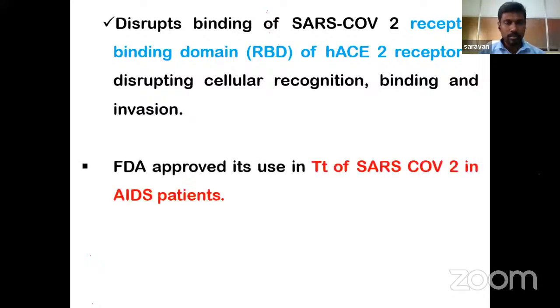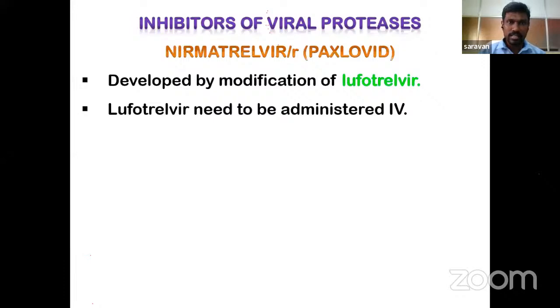So FDA has approved the usage in patients with AIDS, okay, in patients having SARS-CoV-2 in AIDS patients. The next drug that is inhibiting the main protease is the nirmatrelvir and ritonavir combination, which was recently added for the management of COVID-19 infection. So nirmatrelvir is nothing but a modification of another antiviral drug, lufotrelvir.